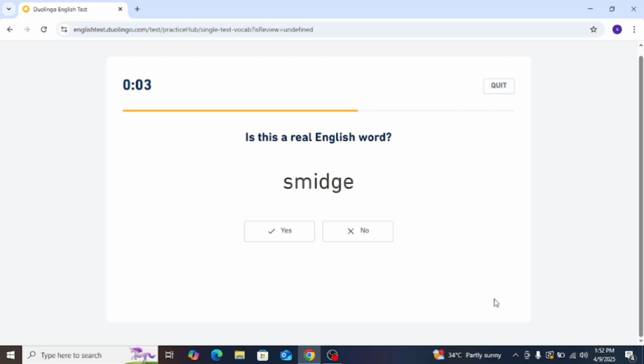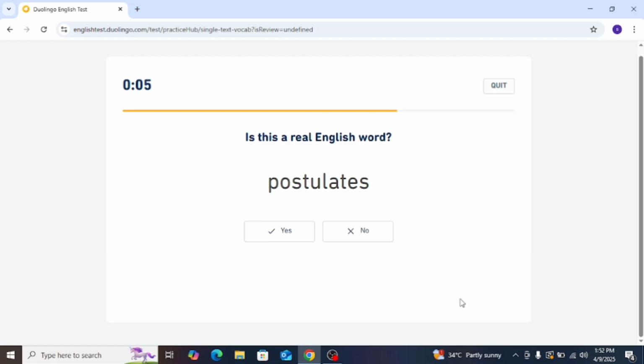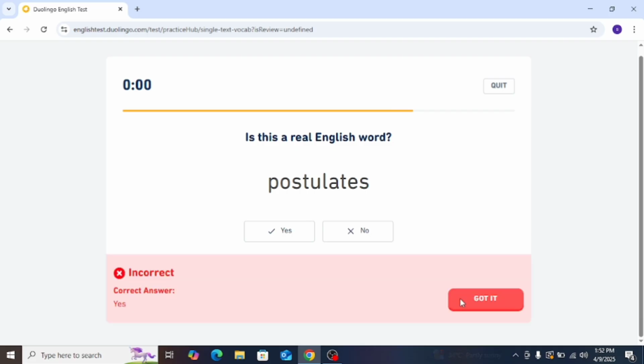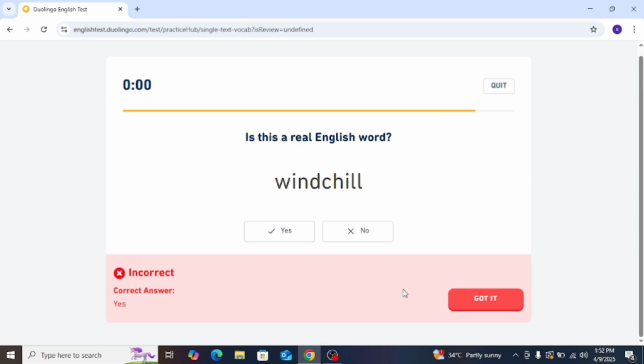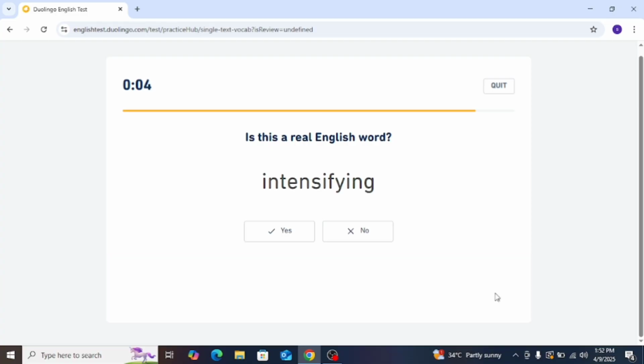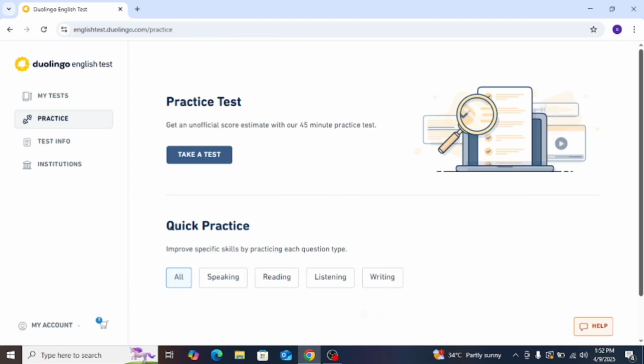Smaze is yes, the correct answer is yes. Postulate, maybe yes. Wine seal, no. Maybe wine seal, yes, wine seal is a real English word. Intensifying, yes, of course, a real English word. And now this is also done, so go for the next one.